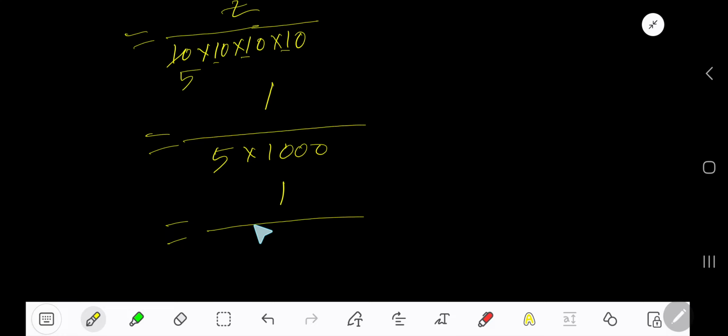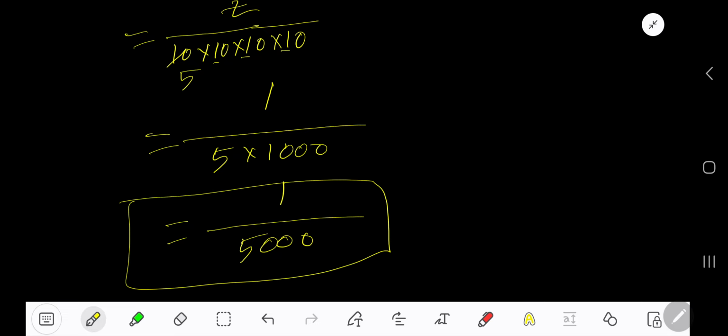So 1 over 5 followed by zeros. The only common factor between the numerator and denominator is 1. So we can say this is the lowest term, or simplest form.